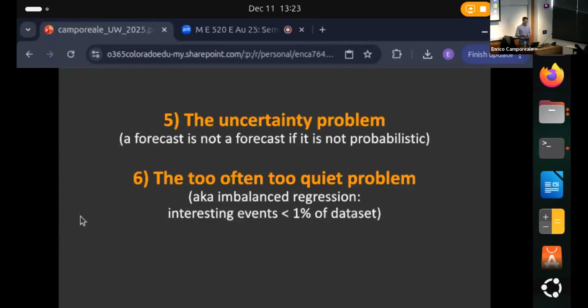And the last one is what in that paper I call the too-often-too-quiet problem. The technical term would be imbalanced regression. So oftentimes we deal with regression problems where we want to forecast a scalar number, but the distribution of the data set is extremely skewed. In fact, the interesting events are oftentimes smaller than 1% of the data set. And this is very challenging if you do vanilla machine learning where you use mean square error in your cost function, because all the interesting events will be completely hidden in your cost function. So you need to come up with some other ideas.